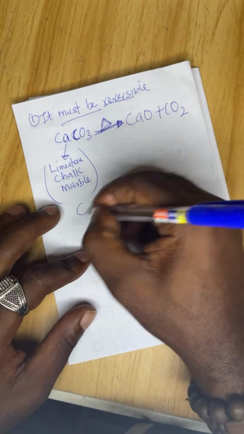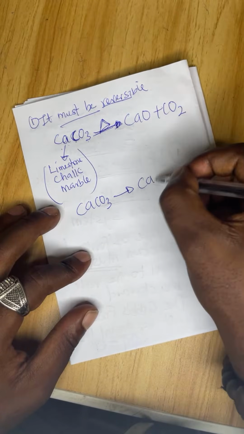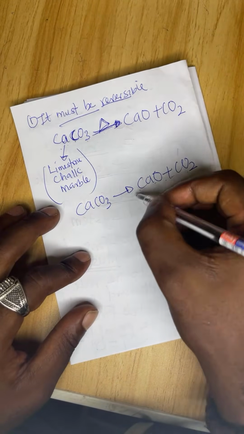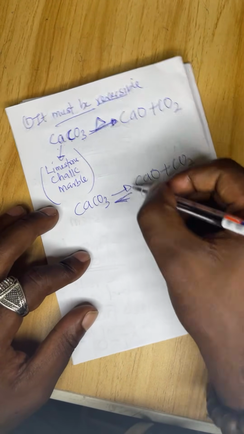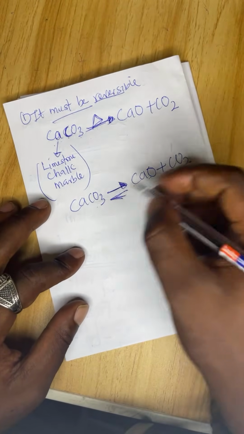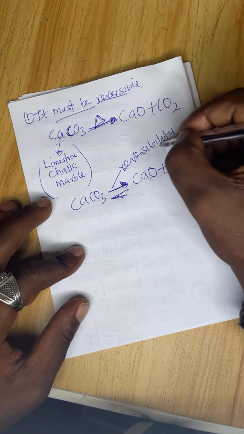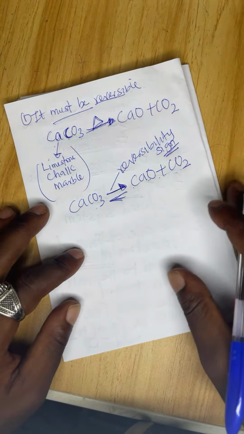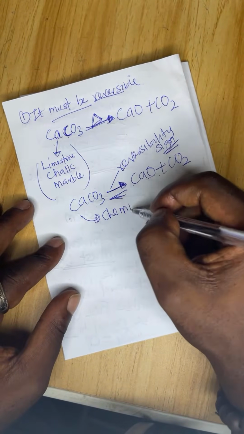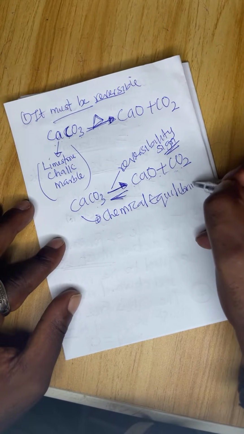But let's say we have CaCO3 going to CaO and CO2, and at the same time this CaO and CO2 is combining to form CaCO3, so that this reversibility sign is there. Hence, absolutely, we can say that this reaction can be in chemical equilibrium. So that's why I asked that big question.